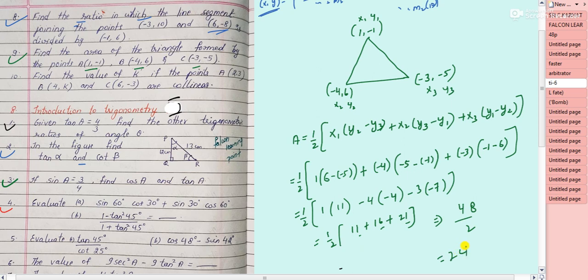How much are you getting? 24. You have to write here unit square, because since it is area, it should be in square. Got it? And they have given points, not like centimeter or meter, so you have to write unit square. Got it? So this is how we have to solve this problem. Okay, moving to the last question.